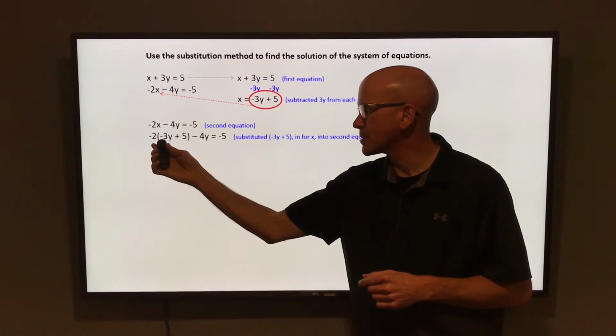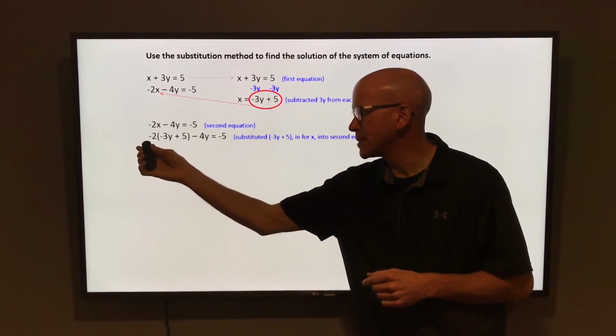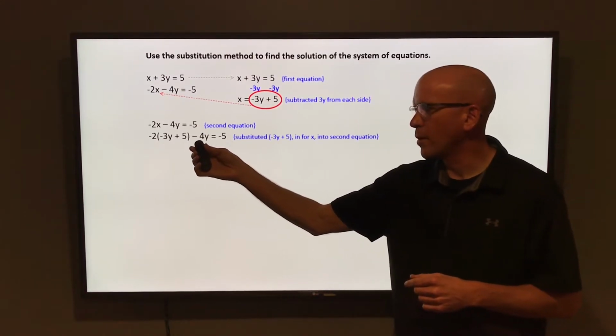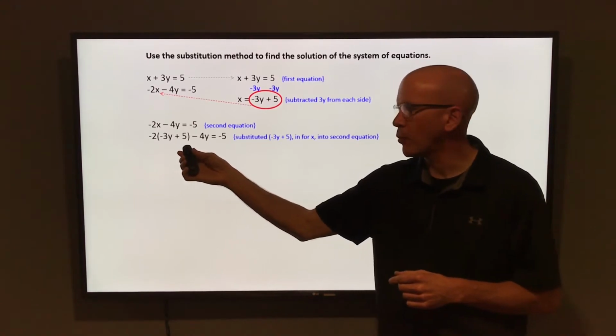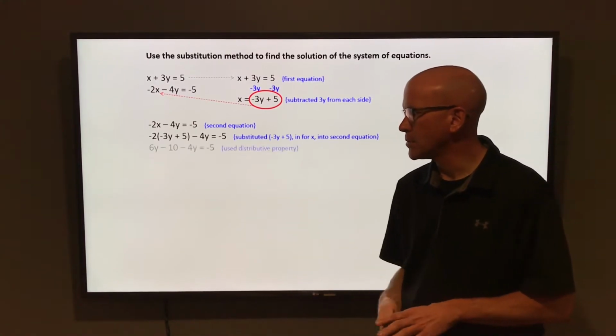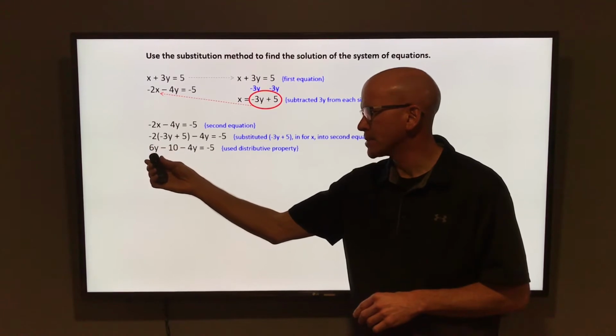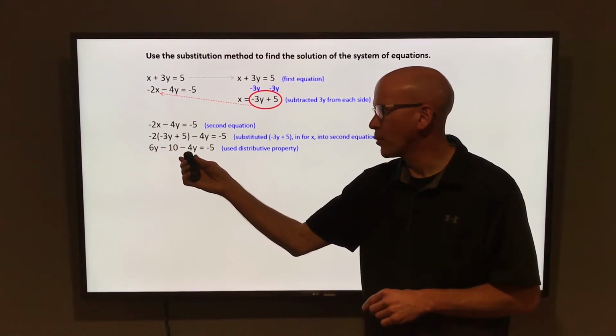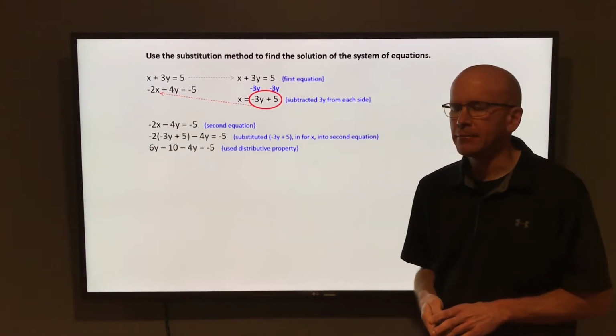So replace the x with negative 3y plus 5, and now if you see, I have one equation with one variable. I can solve that equation for y. So to solve that for y, use a distributive property with the negative 2. That becomes 6y minus 10 minus 4y equals negative 5.